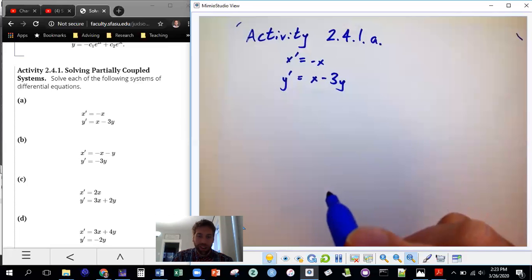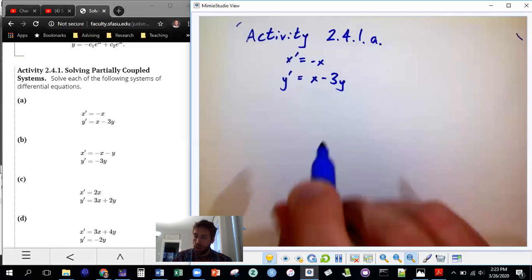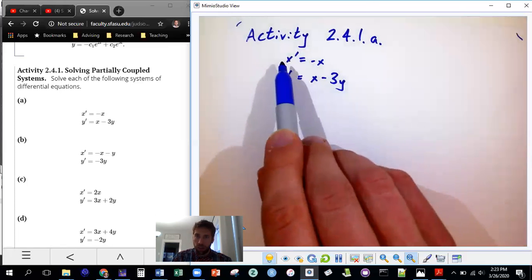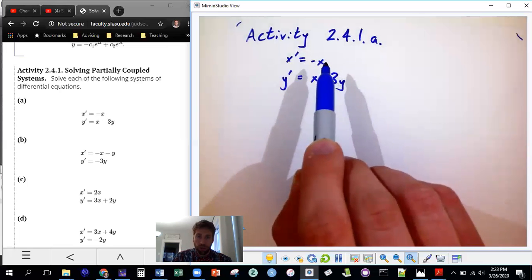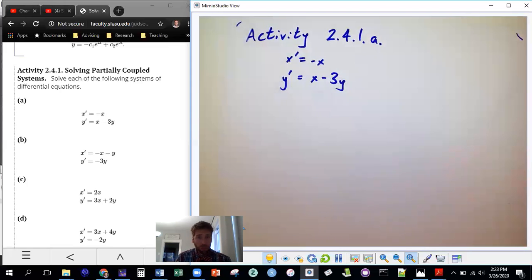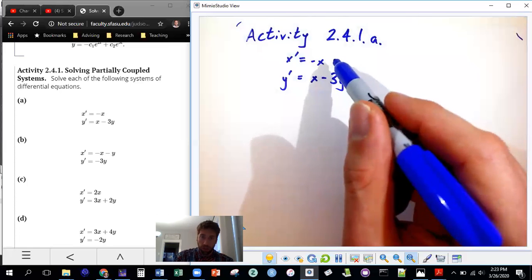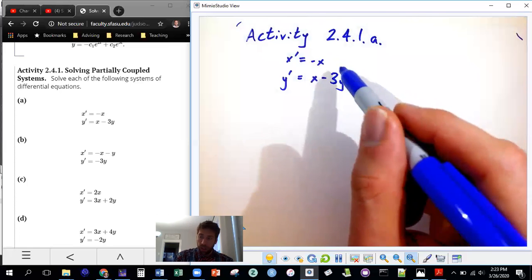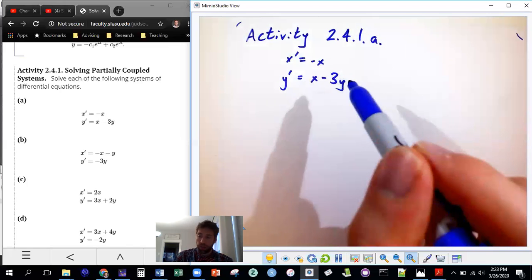Now, we're going to start. These are called partially coupled systems because you have one equation whose derivative is only in respect to itself, whereas the other equation is coupled. The way to solve this is to notice that one of the equations, this one, is separable, and the other one is exact once you substitute for x.